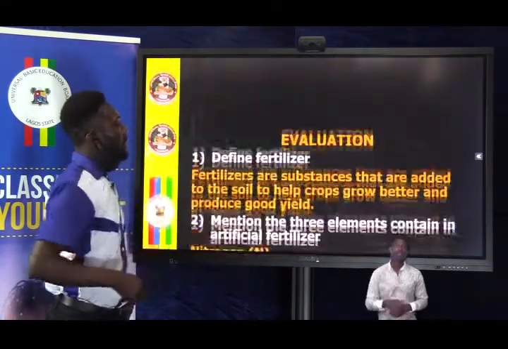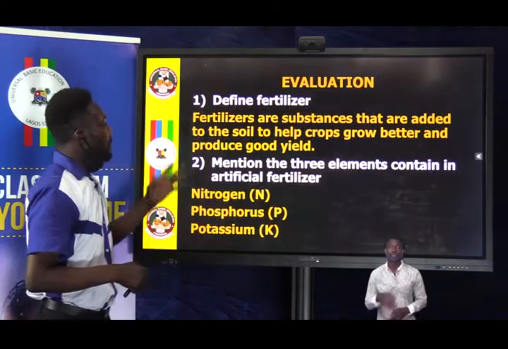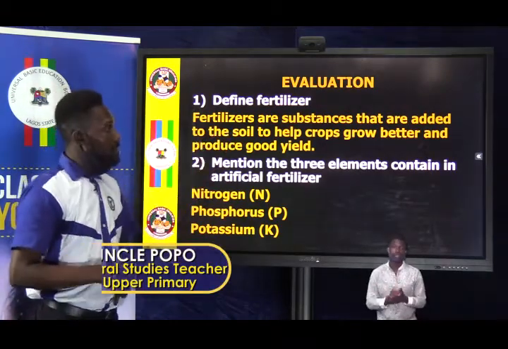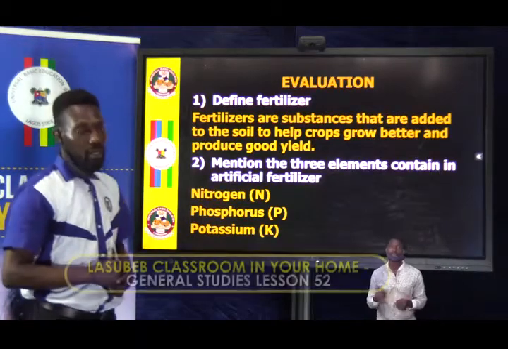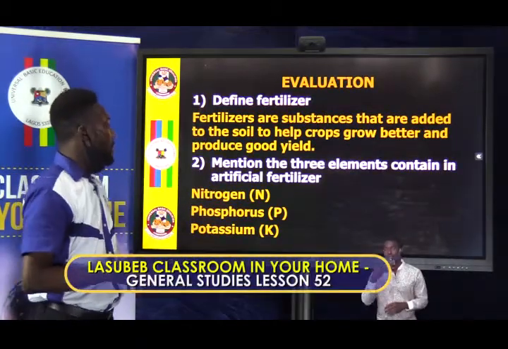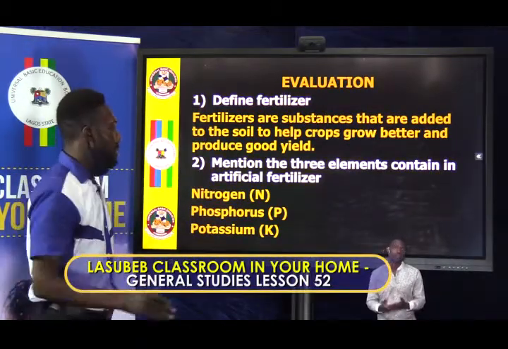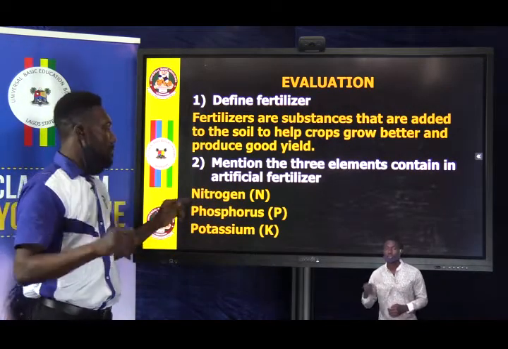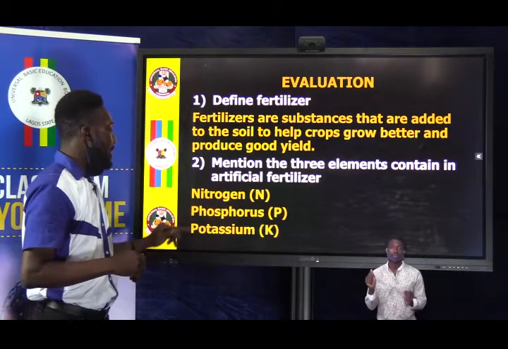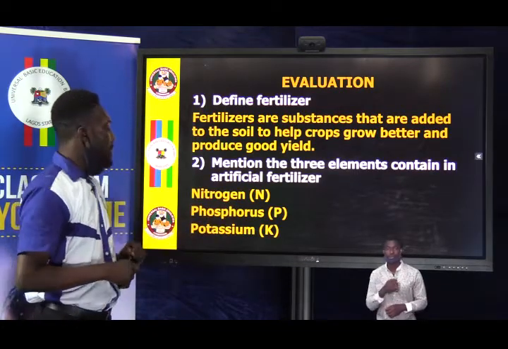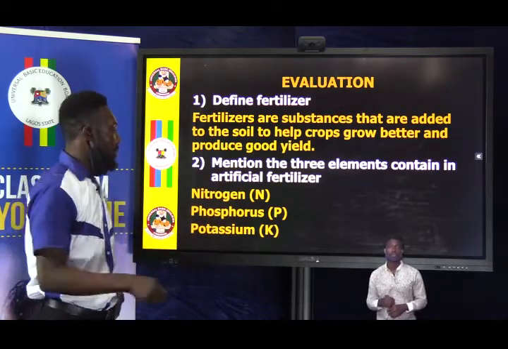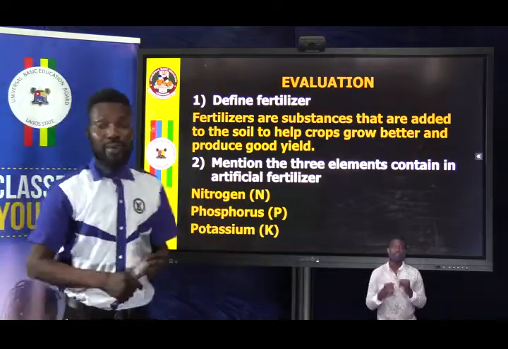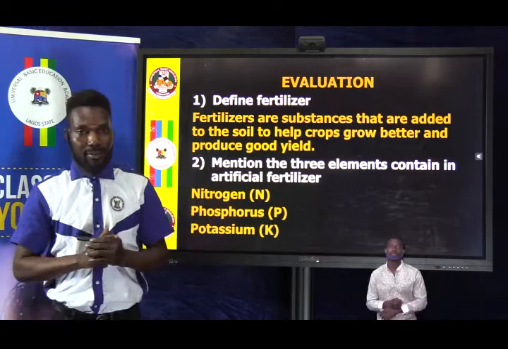Let's mark the questions. The answers: number 1, fertilizers are substances that are added to the soil to help crops grow better and produce good yield. Number 2, the 3 elements contained in artificial fertilizer are nitrogen with the symbol N, phosphorus with the symbol P, and potassium represented with the letter K.